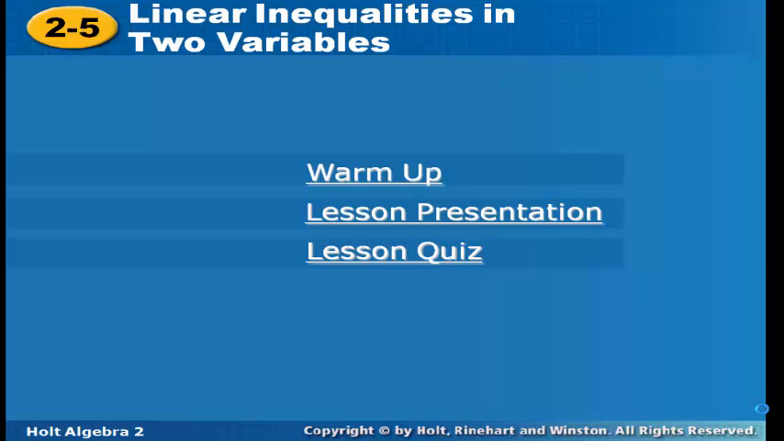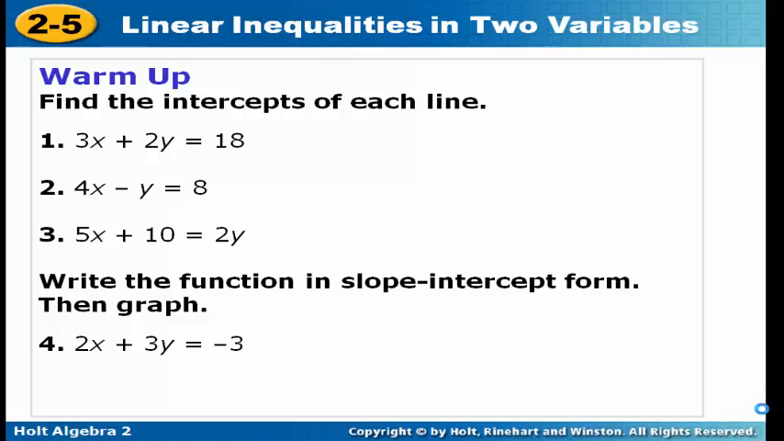Lesson 5, Linear Inequalities in Two Variables. Find the intercepts of each line. 3x plus 2y equals 18. To find the x-intercept, put y equals 0. So 3x equals 18 and x equals 6.